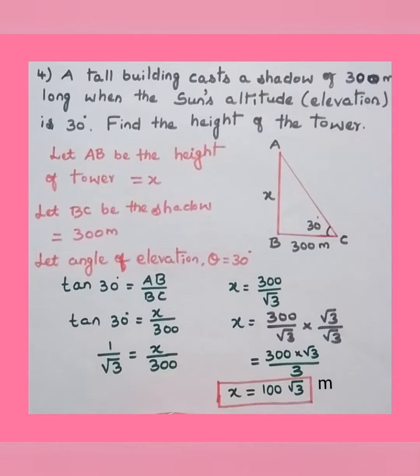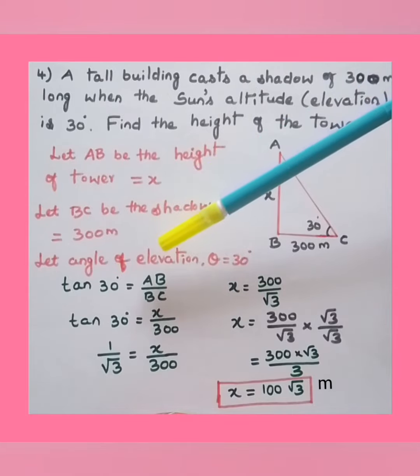They have given that. And if it is asked for descriptive type, we have to write the consideration. It is important. Whatever you consider, you have to write with 'let'. If it is for multiple choice questions, you can directly draw the rough diagram and calculate and find only the final answer. Let AB be the height of the tower, which is equal to x. Let BC be the shadow, that is 300 meter. Let angle of elevation theta be equal to 30 degree. So when you come across perpendicular by base, obviously tan theta.